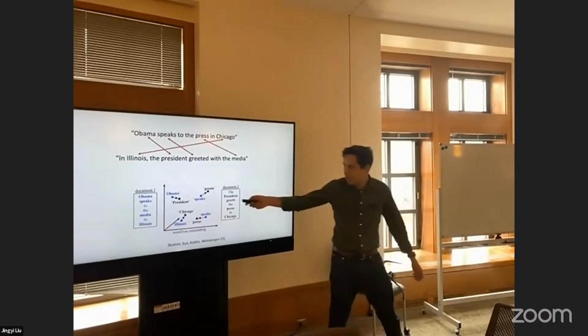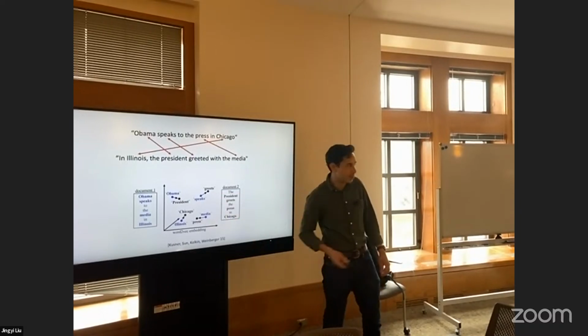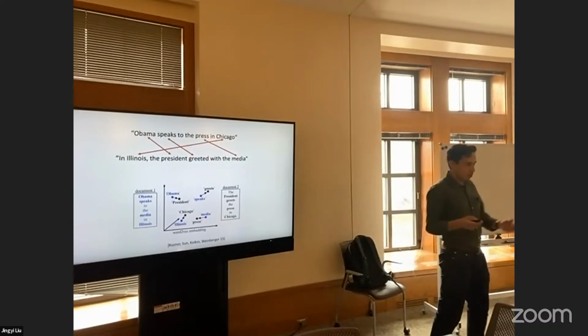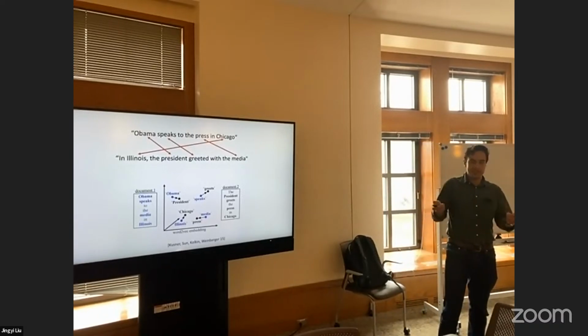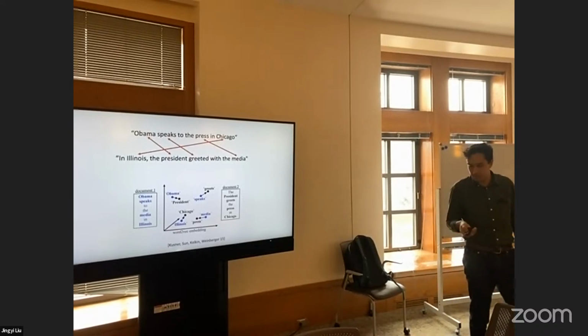So you can see that Obama would map to a similar vector as president, media maps to a similar vector as press, and so on. And so a small Earth mover distance between these sets of vectors indicates that these sentences have similar semantic meaning. And this was used quite a lot. This was a very popular paper.